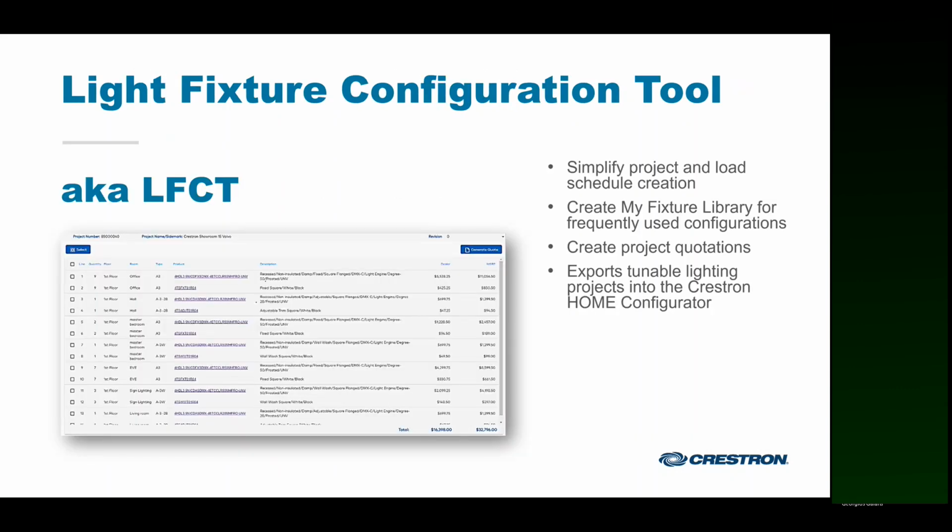The Light Fixture Configuration Tool, again also known as LFCT, supports the quoting and ordering process by allowing dealers and lighting designers to create a customized My Fixture library for frequently used configurations. Project load schedules can be created by designating rooms and groups. Quotes could be generated and orders placed with this tool. The dealer must be set up to place orders via the Crestron online store in order to place an order in the LFCT. LFCT projects will be able to import into the Crestron Home configurator in the future.